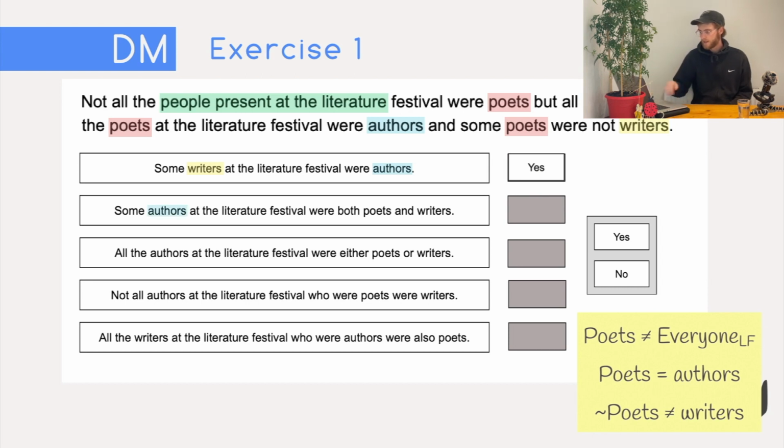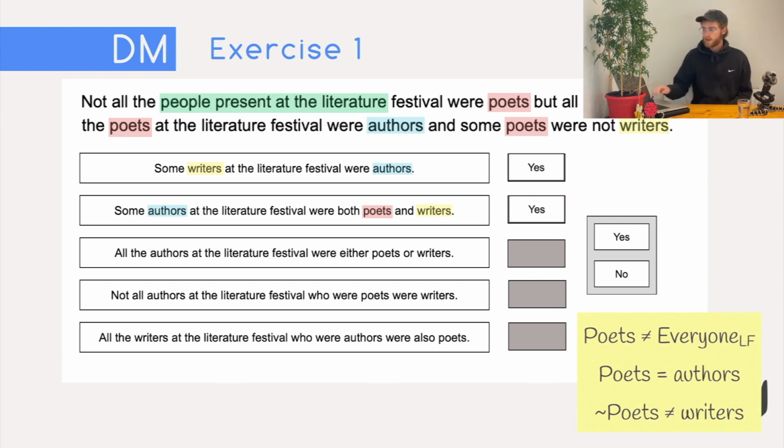The next one is asking about all three groups in one. So that's saying some authors were both poets and writers. And this is very similar to the first statement because we've already decided that some of the poets were writers. And we've also decided that all of the poets were authors. So it would follow that some of the authors were poets and writers, which is why this answer is yes as well.